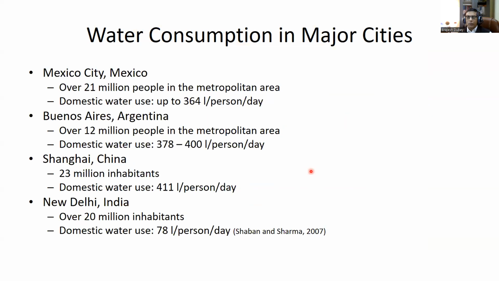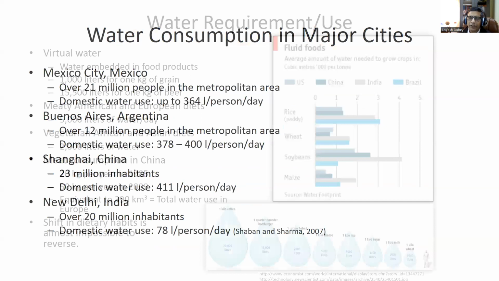So we are becoming urban, and we are using a lot of water. For example, it ranges from nearly 380 liters per person per day in Buenos Aires in Argentina, whereas in New Delhi it is only 78 liters per person per day. So that's what you need to look at.